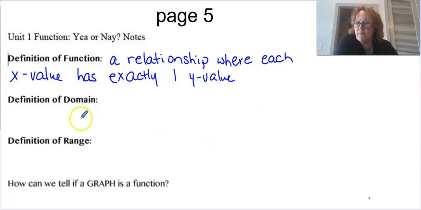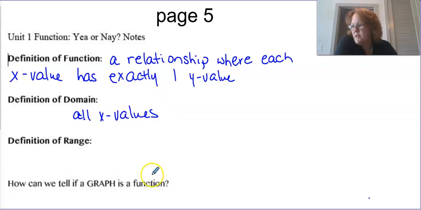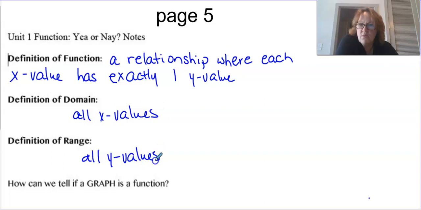You had this in 8th grade. Definition of domain. The domain is just all x values. And definition of range is all of your y values. And we're going to look at domain and range. It doesn't have to be a function to have domain and range. We'll look at some graphs that are not functions, but they still have a domain and range, so we'll look at that. We're also going to look at interval notation and using interval notation to state the domain and range.